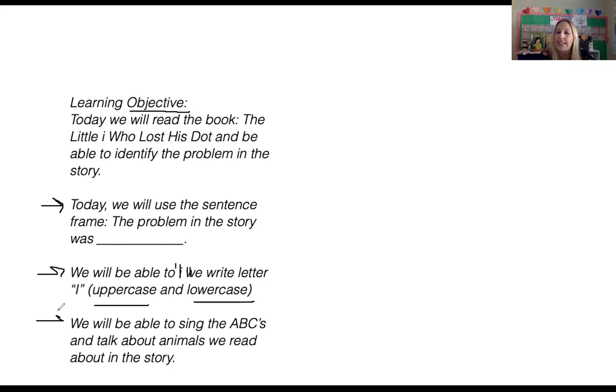And there are going to be some animals in our story who help the little eye who lost his dot. And I want to see if you can remember what animals they were and what letter of the alphabet they start with. All right, friends, who is ready to read? I am. Raise your hand if you're ready to read. All right, let's get to it.